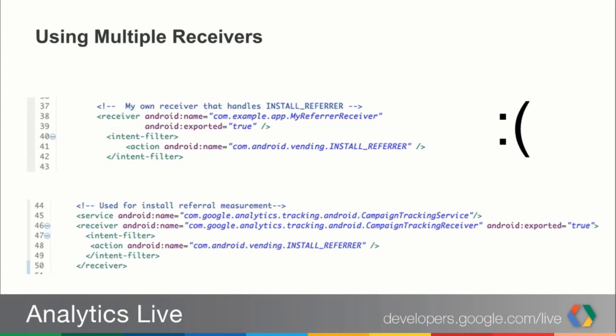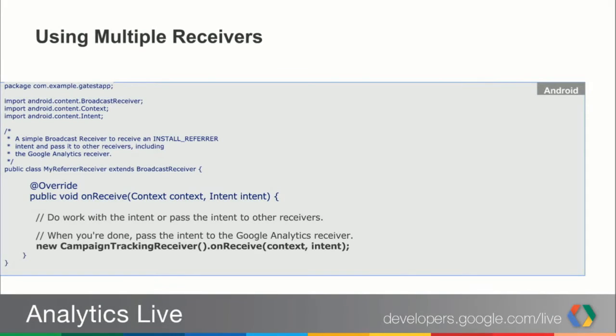Sad face emoticon. You don't want to do this. What you want to do instead is take the receiver that you already had, and do whatever work you're going to do with the install refer intent, right? And then at the end, as soon as you're done with all the work that you're going to do otherwise, you can just instantiate this Google campaign tracking receiver. You can call its onReceive, and then pass it the context and intent.